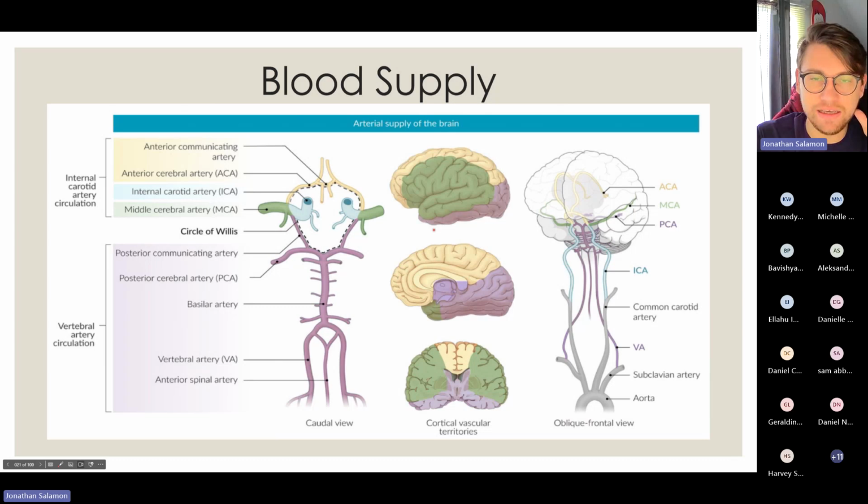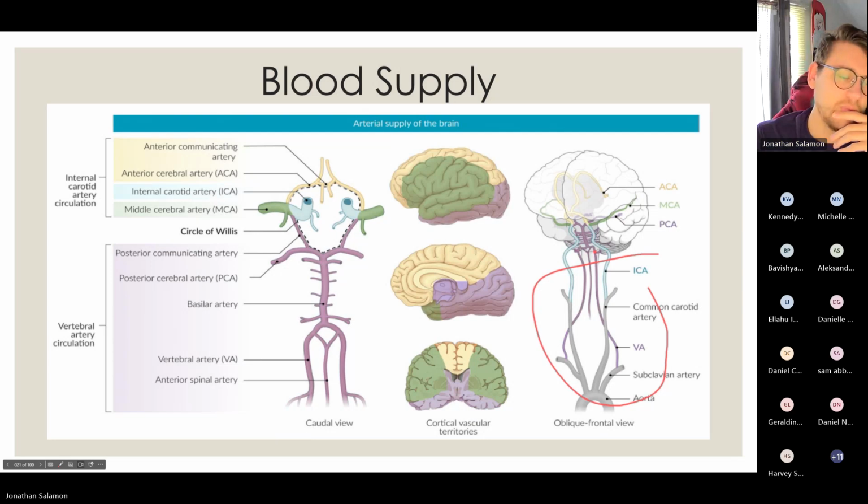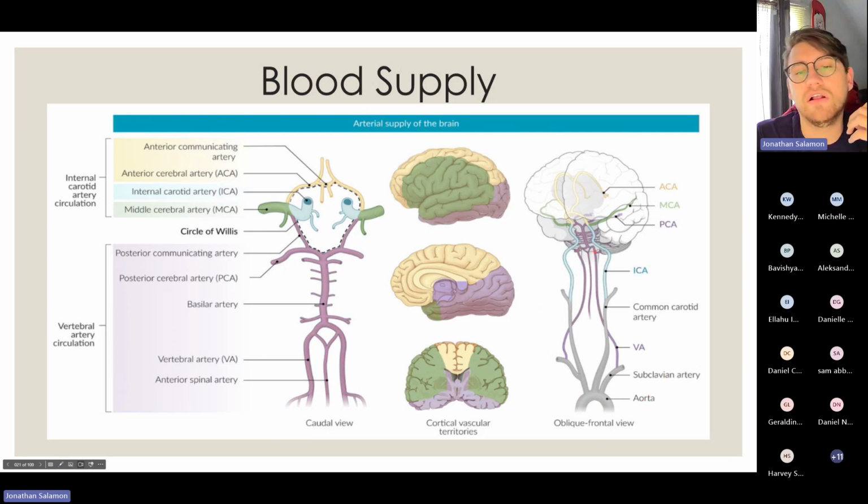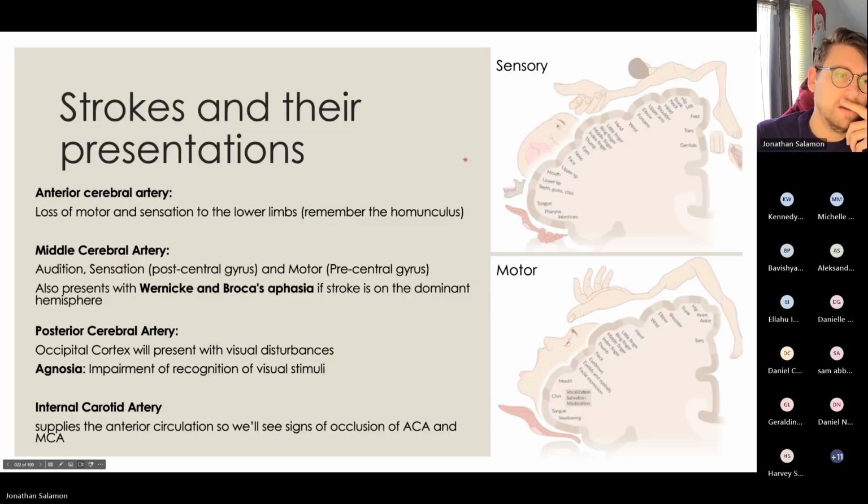If it hasn't been said 46,000 times, I'll say it for the 46,001st. Please know the circle of Willis and know the blood supply regions, right? You guys should know this by now, especially with the strokes. MCA is anything on the sides, a lot of your aphasia. ACA is almost always going to be a lower limb stroke. And then PCA is posteriorly. And then anything else, ICA, PICA, ASA, but basilar arteries, those are all of your brainstem injuries.